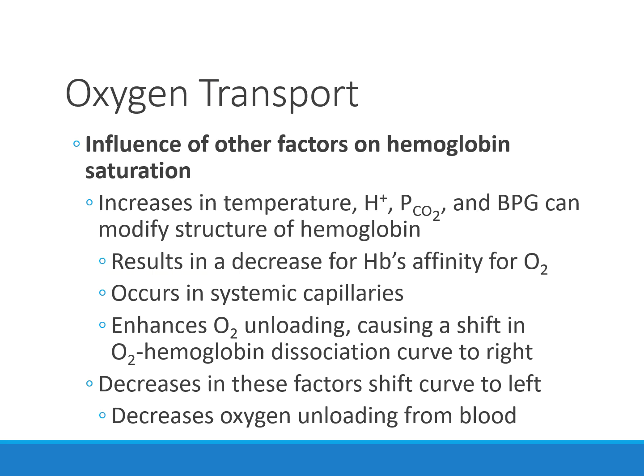Some of the other factors on hemoglobin saturation: an increase in the temperature, hydrogen ion concentration or pH, the pressure of carbon dioxide, and BPG can modify the shape of the hemoglobin molecule, and that can cause a decrease in the affinity for oxygen, so it doesn't like oxygen as much. This is what occurs in the systemic capillaries. This also can enhance oxygen unloading and cause a shift of the oxygen-hemoglobin dissociation curve to the right. Decreases in these factors shift the curve back to the left and decrease the oxygen unloading from the blood.